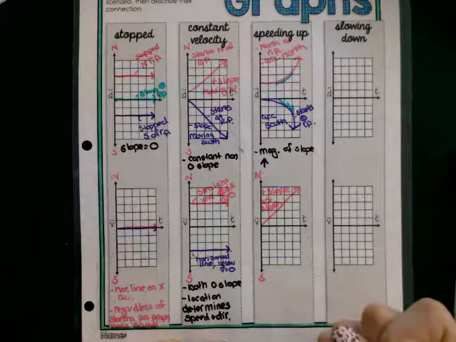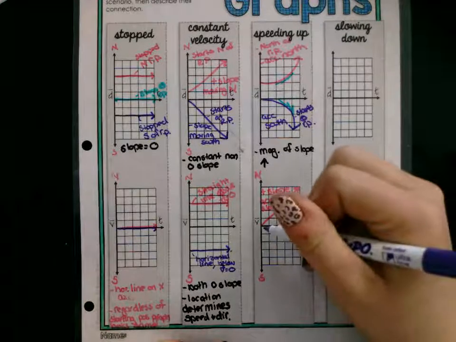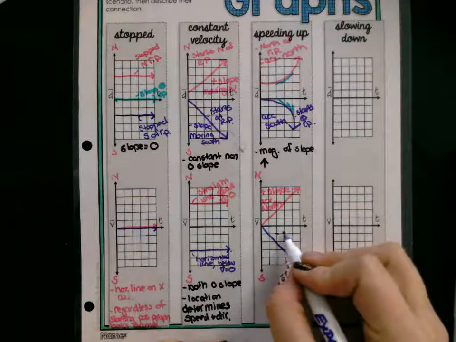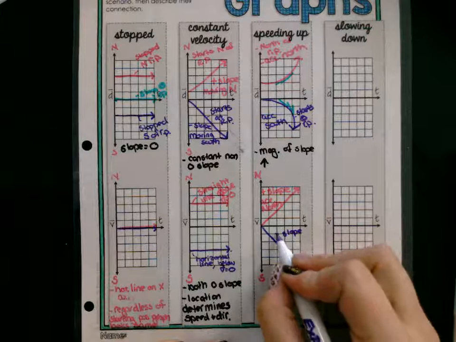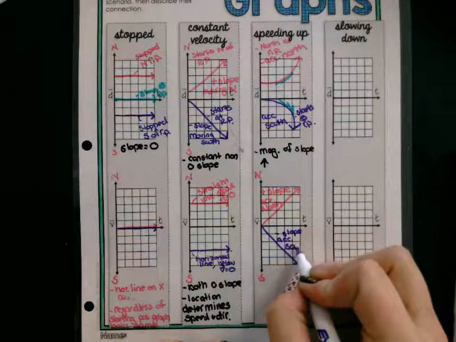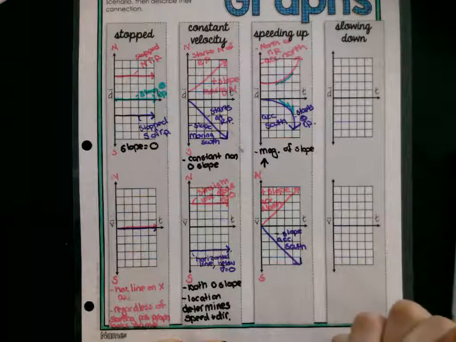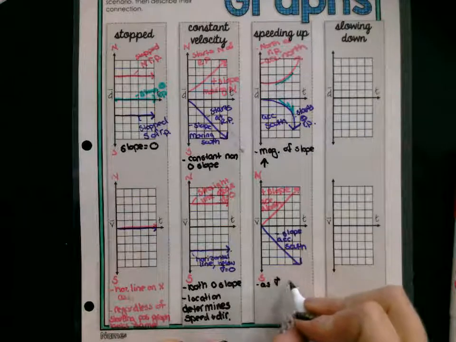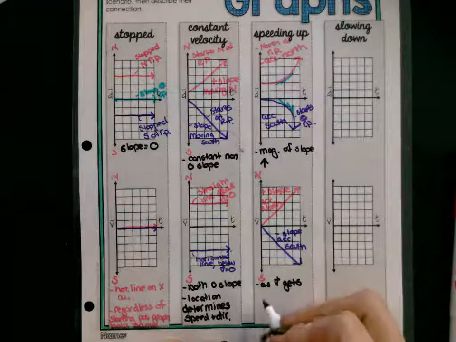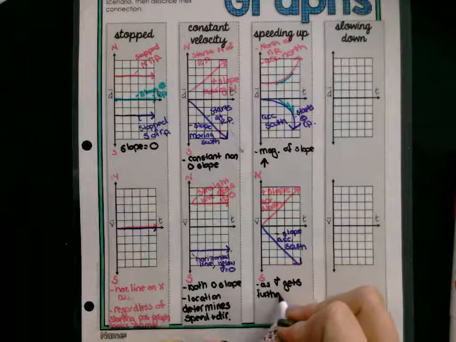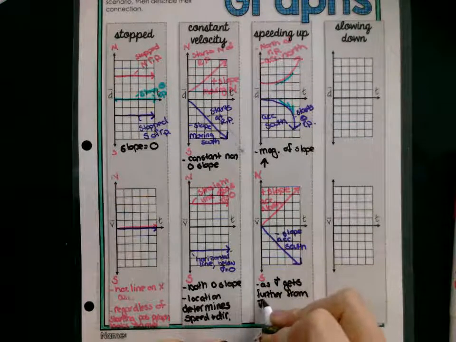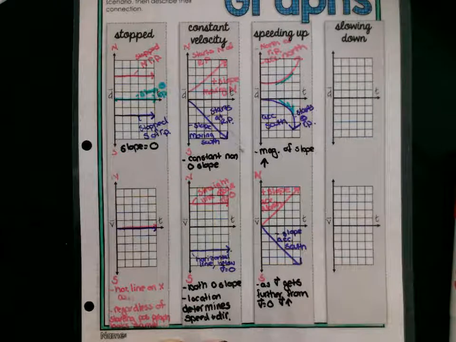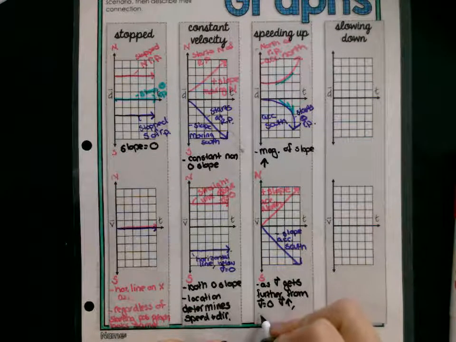All right, but what if we don't want to accelerate north? What if we want to accelerate south? We're going to extend down into that negative area. So we have a negative slope. So we're accelerating south. So in a velocity time graph, as the velocity gets further from the x-axis, the velocity increases. So this is acceleration.